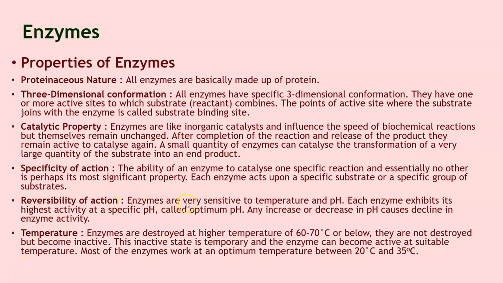Reversibility of the action: enzymes are very sensitive to temperature and pH. Each enzyme exhibits its highest activity at a specific pH, which is called the optimum pH. Any increase or decrease in the pH causes a decline in the enzyme activity, and similar is the effect of temperature. Enzymes are inactivated at high temperatures of 60 to 70 degrees Celsius or below. They are not destroyed, but they become inactive. This inactive state is temporary, and the enzyme can be active again at suitable temperatures. Most of the enzymes work at the optimum temperature, which is between 20 and 35 degrees Celsius.